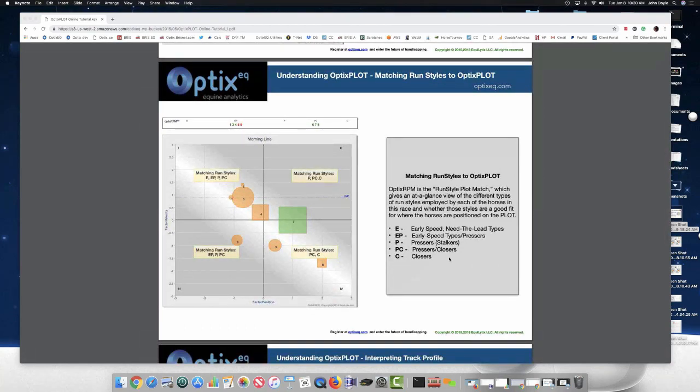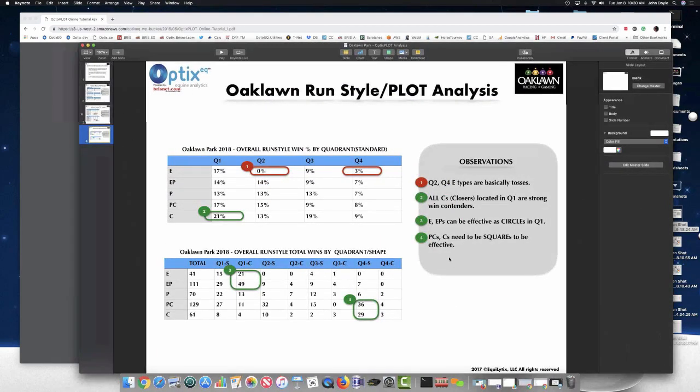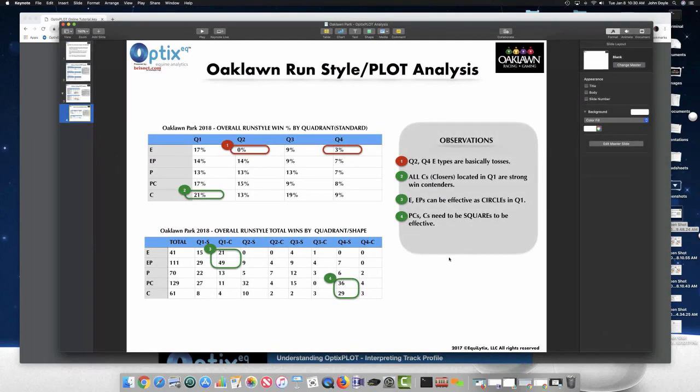We talked about the run styles. Ed, I did for Oaklawn for 2018. What I did is I matched the run styles to the quadrants. Very interesting, right? So let me just show you what I did, because I think this may help. Everyone see this? Okay, yeah. Did you see this? Yeah, I see it. Yes. Okay, so what I did is from 2018, this was Oaklawn Park, I took the run style win percentage by quadrant. So an E, which is an early type horse, right, needs the lead.